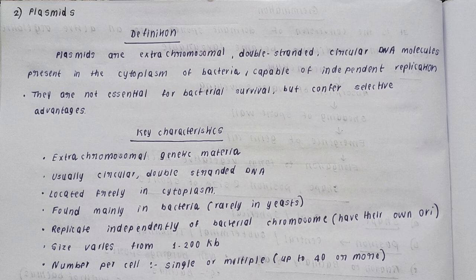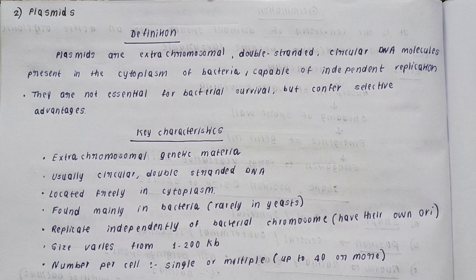Coming to the key characteristics, again, whatever you wrote in the definition, just write it point wise separately and add some extra points. So they are extra chromosomal genetic material, usually circular, double stranded DNA, located freely in cytoplasm, found mainly in bacteria because they are rarely found in yeasts, and replicate independently of the bacterial chromosome because they have their own ori, that is origin of replication. And size varies from 1 to 200 kb or kilobase. Now, 1 kilobase is equal to 1000 base pairs, so 200 is 200,000 base pairs, so it varies in that range.